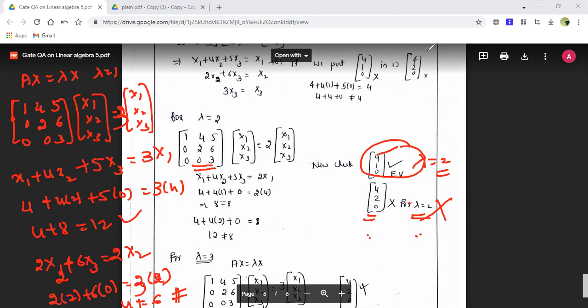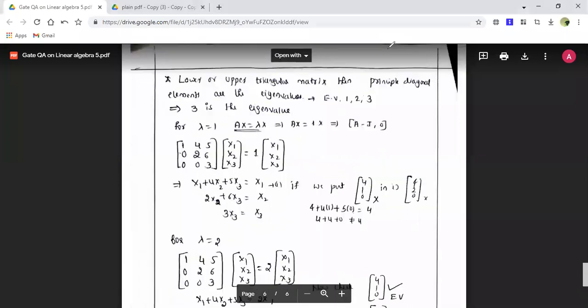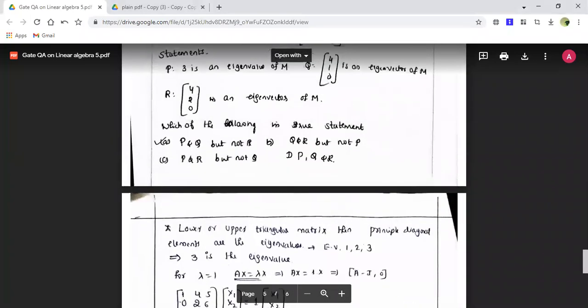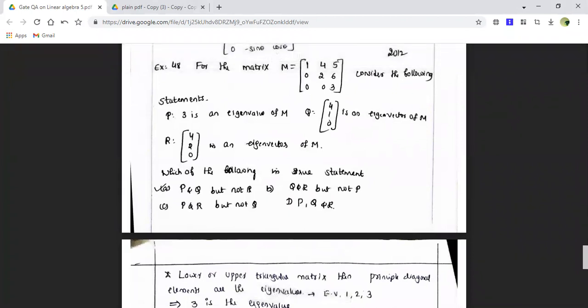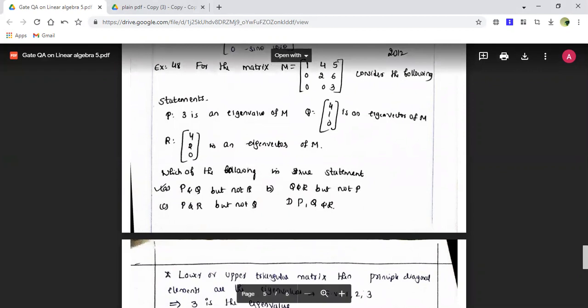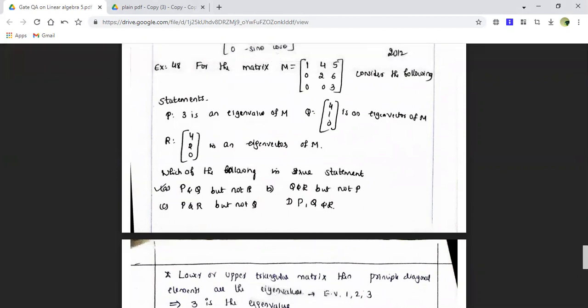In this way, guys, you should verify the examples. Sometimes it looks like the eigenvector with the initial equation, but when you check it further, you will understand that it is not the eigenvector. So clearly, if you see the question back again, P is the correct statement and Q is the correct statement, whereas R is not the correct statement. So for this matrix, P and Q hold and R does not hold. Therefore, option A is the correct answer.